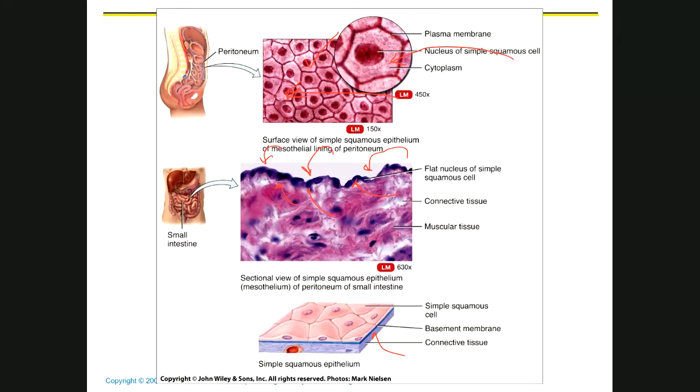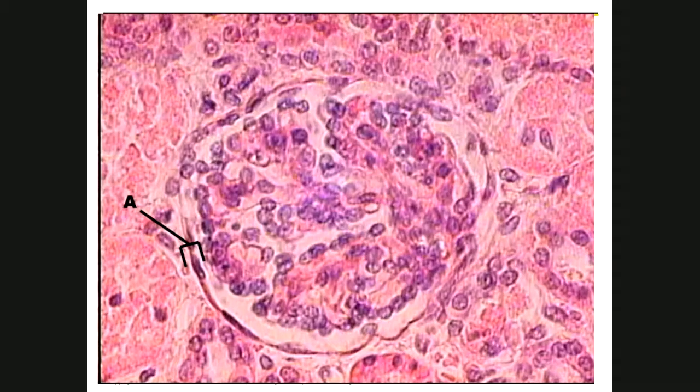So that's simple squamous. So look at this picture, and you'll see a bunch of different tissues, but the only one we're interested in is this ring right here. Just that right there. That's the simple squamous. And it goes all the way around. Look, it makes a circle. It's actually a cup-like structure, and it's found in the kidney.